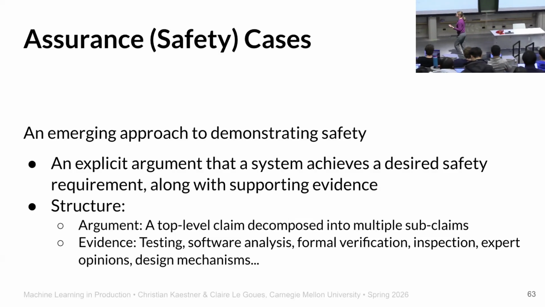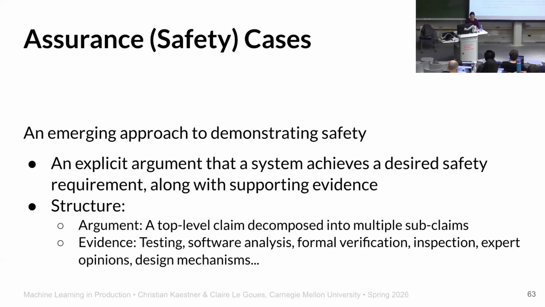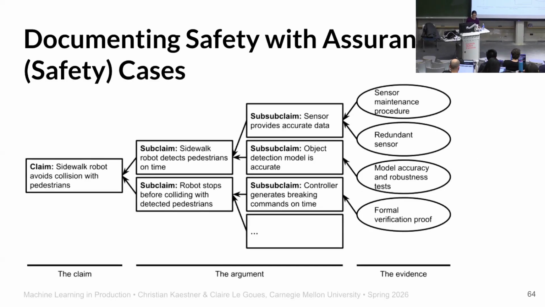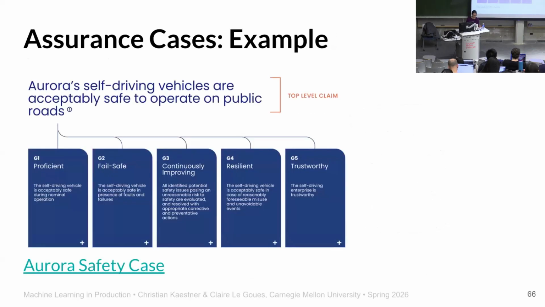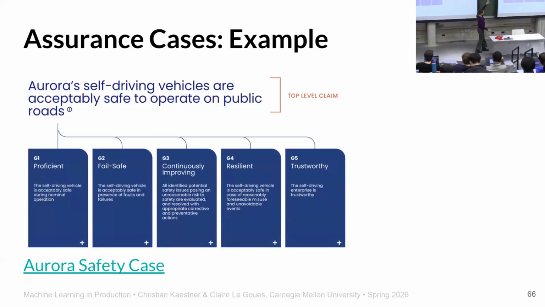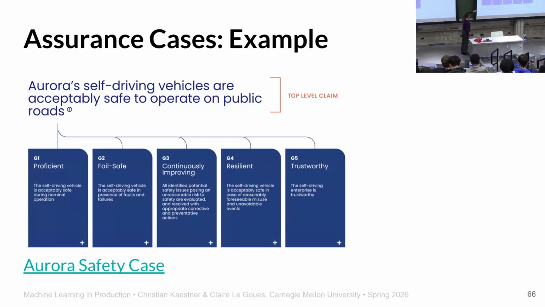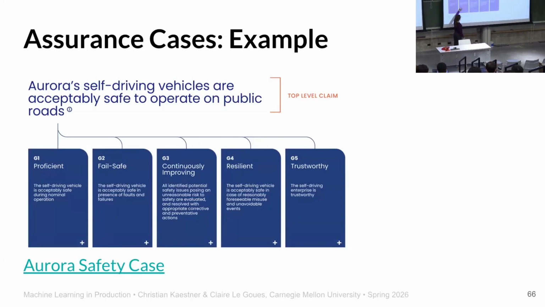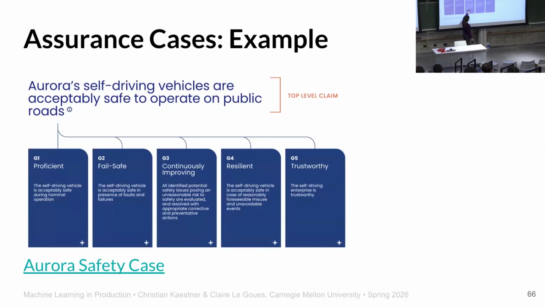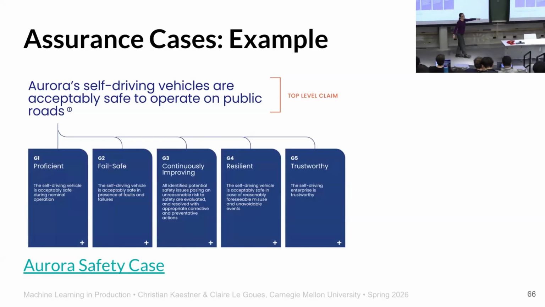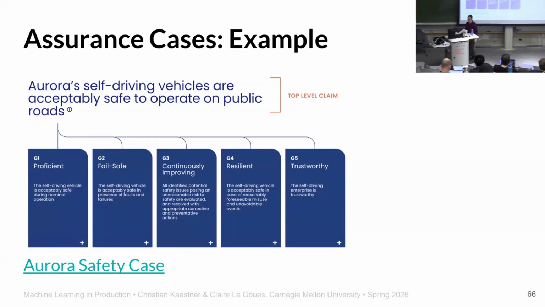You can see the automotive companies like to, do I have here's one. No, I thought I had one from Waymo. I do. No, Aurora, right? So they have this at some point on their website, right? Top-level claim, right? Their self-driving vehicles are acceptably safe to operate on public roads, right? Subclaim. The self-driving vehicle is acceptably safe during nominal operation. It is acceptably safe in the presence of faults and failures. Identified safety issues are evaluated and resolved, right? They're decomposing it, and then you can expand those, and there's different evidence for each of them. They all add up to, hey, it's okay if they're driving on the roads.